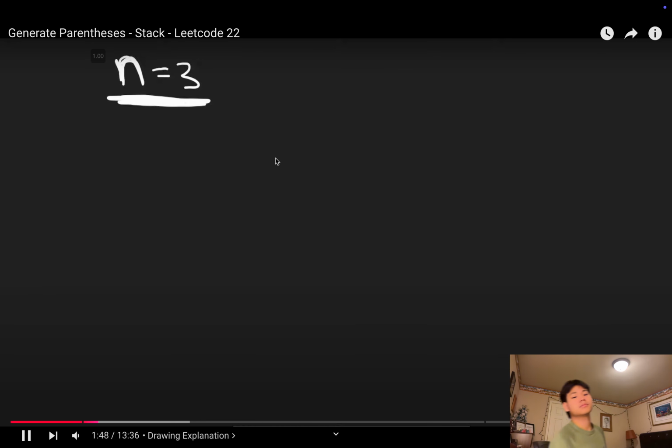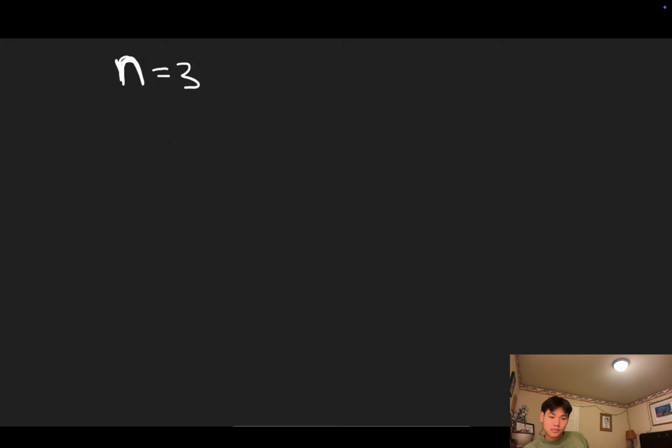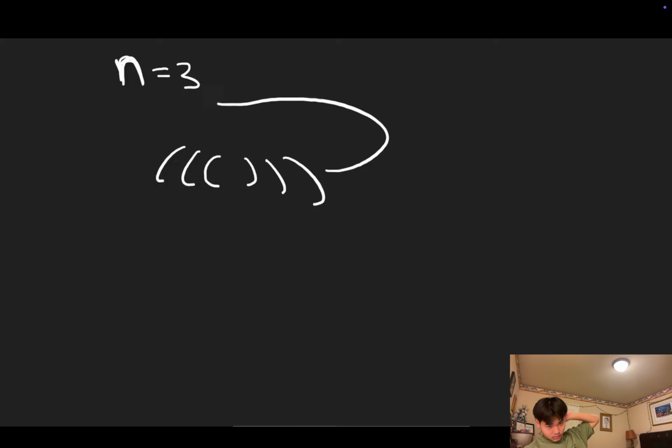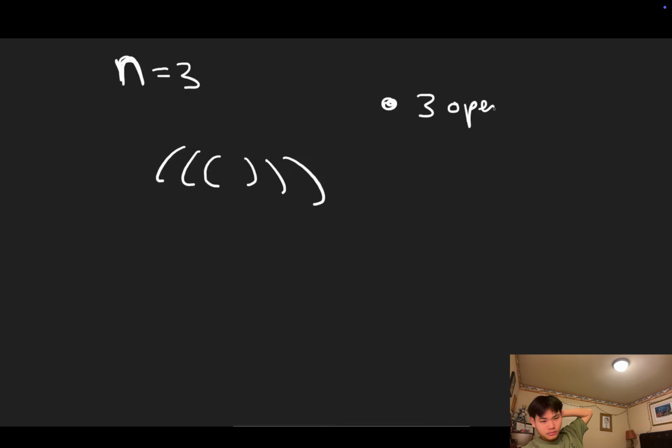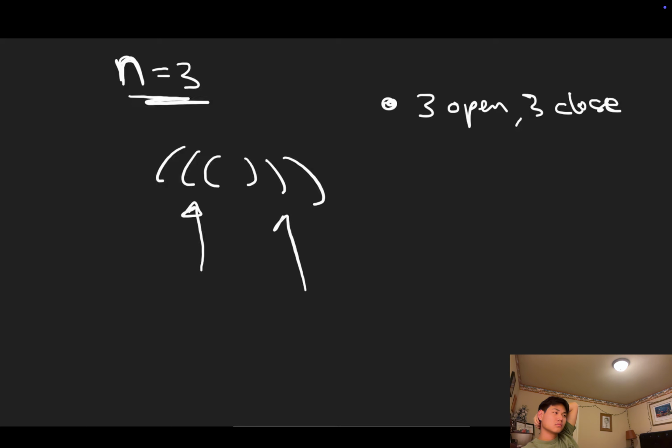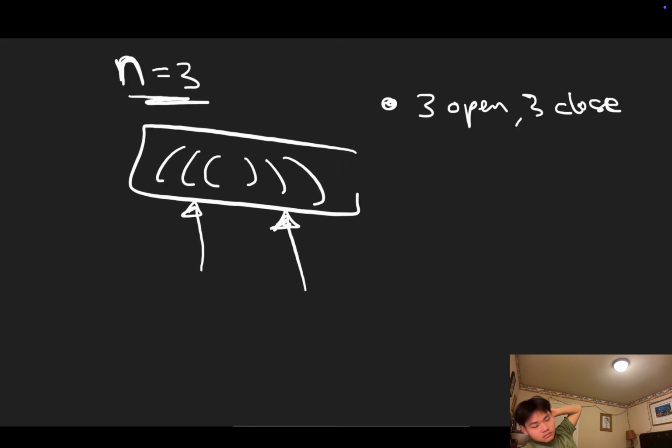We have 3 pairs of parentheses. What does that tell us about valid parentheses? This is one valid parenthesis string that satisfies this condition. We have 3 open parentheses, 3 closing parentheses. The first thing it tells us is that we need 3 open parentheses and 3 closing parentheses. That much is pretty obvious, you could probably figure that out by yourself. If we have 3 pairs, then we definitely need 3 open and 3 closing parentheses. So in total, 6 parentheses.